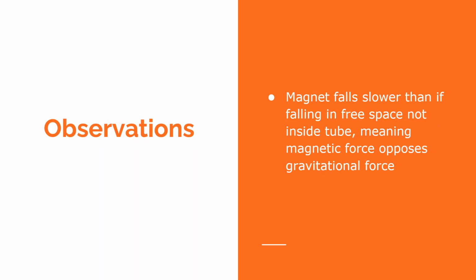Some of the observations I made generally were that the magnet was falling slower in the tube than if it was falling in free space outside of the tube, which means that the magnetic force was opposing the gravitational force on the bar magnet, which we could see in the free body diagram a few slides ago.